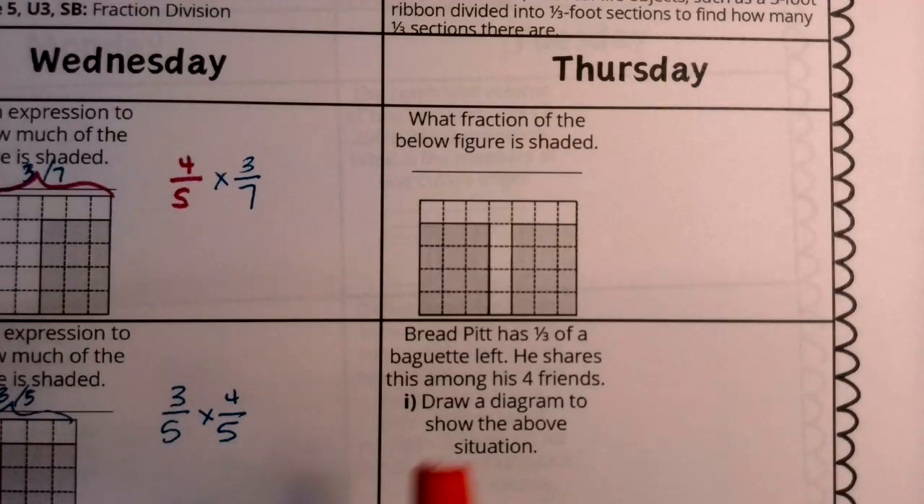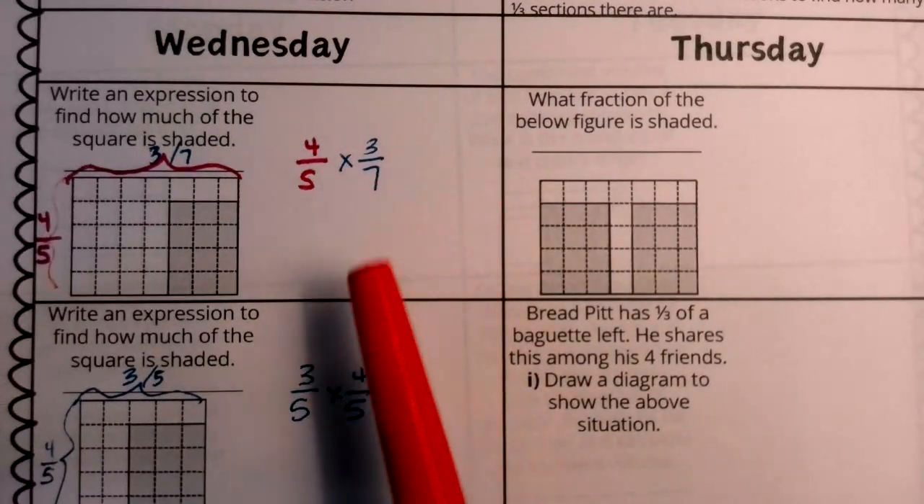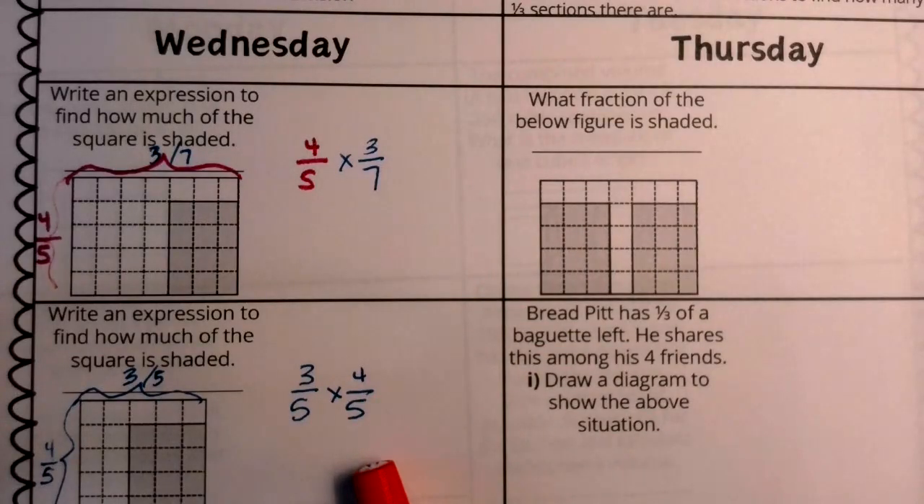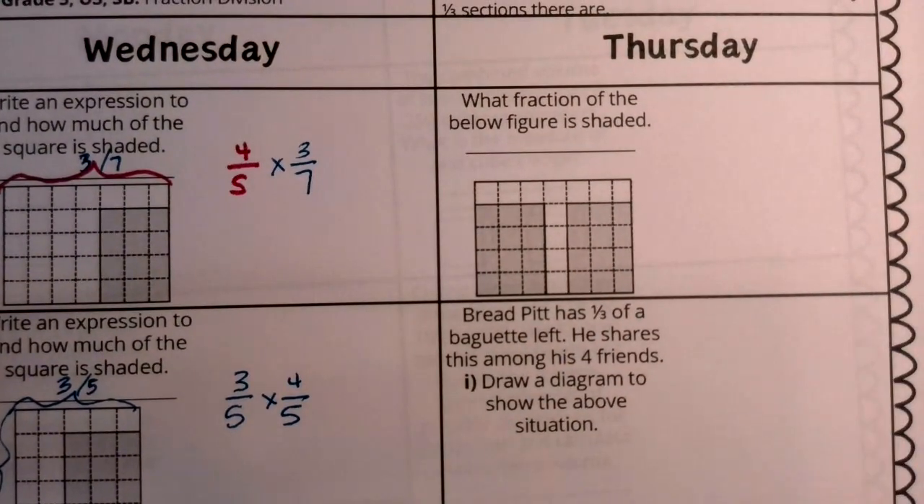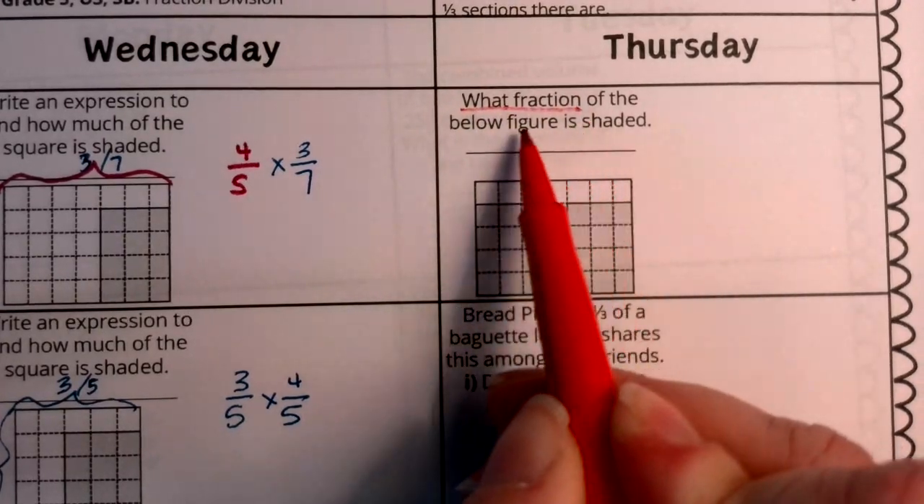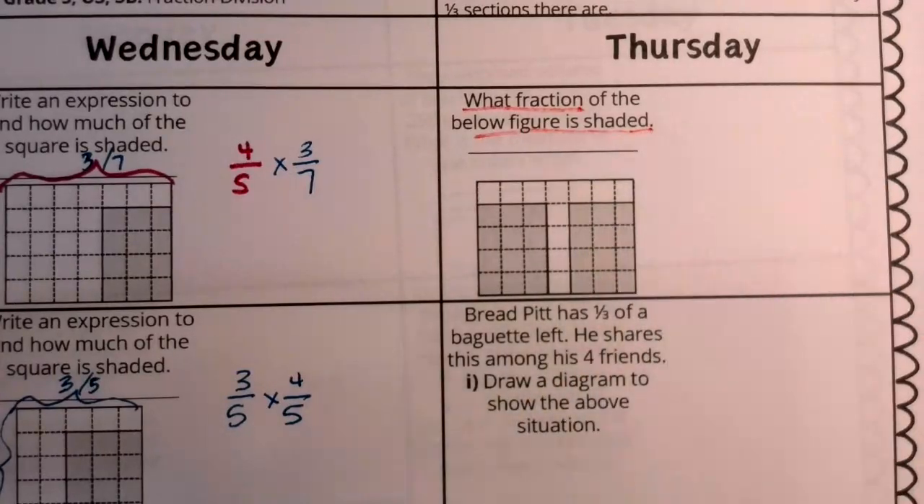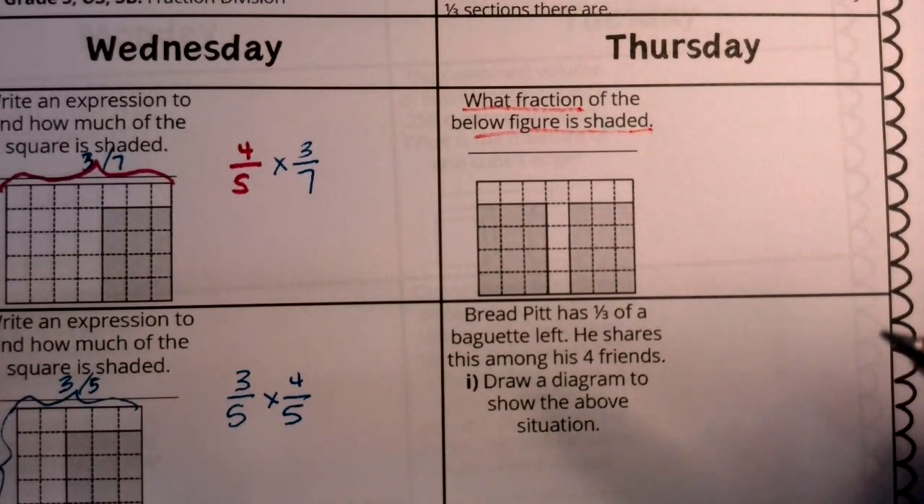And we're going to start with a little bit of a different context than what we've been seeing so frequently. We've been being asked to write expressions, but here we're not being asked to write an expression. We are being asked to write a fraction to show how much is shaded. So this we're actually going to represent the answer, right? We're going to represent what fraction of this is shaded.